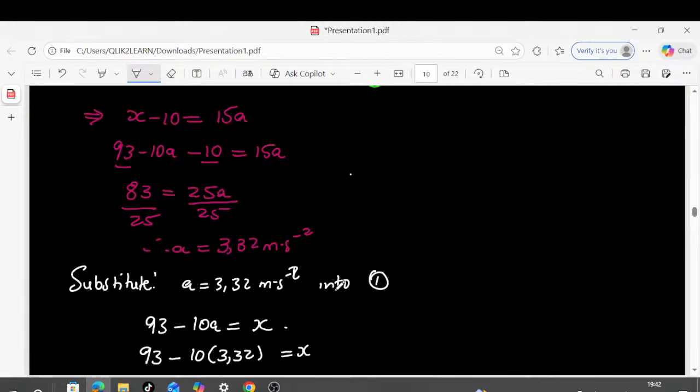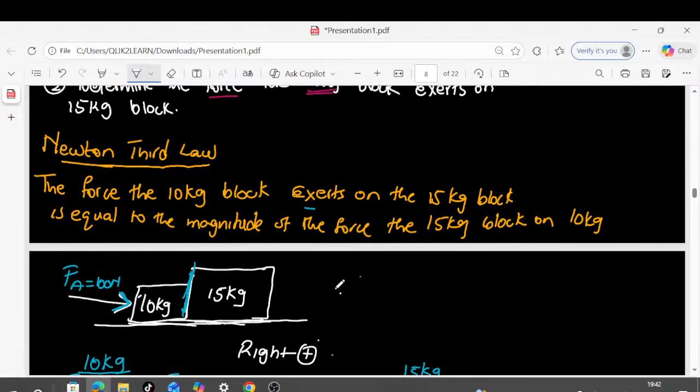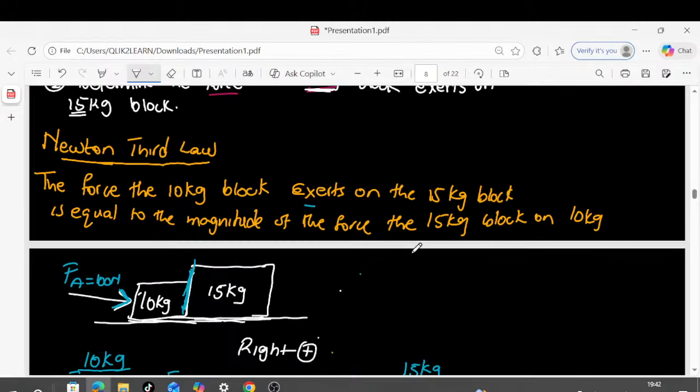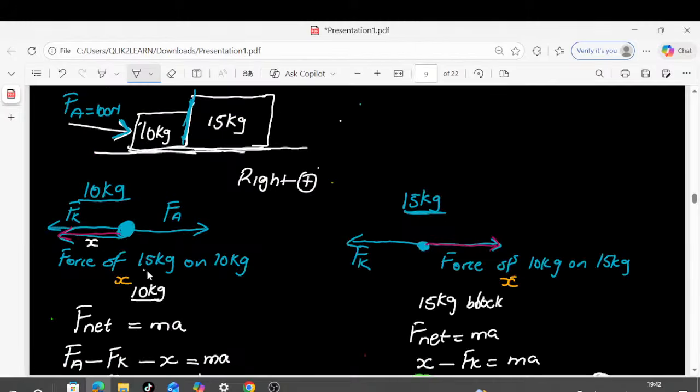Let's go back to what the question is saying. The question said, find the force that the 10 kg block exerts on the 15 kg block. You see, 10 kg block on the 15. Remember we said this is the force of 15 on the 10 kg. So the force of 15 on the 10 kg, where is that force going? That force is going to the left. And we are not looking for this force.